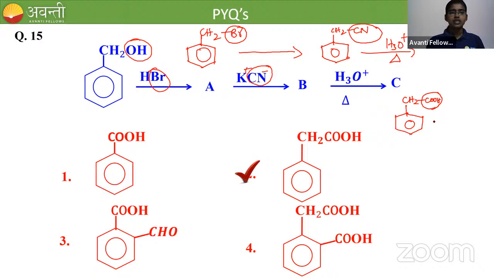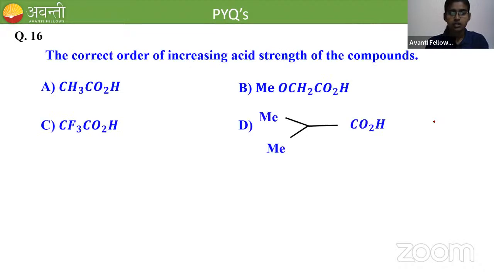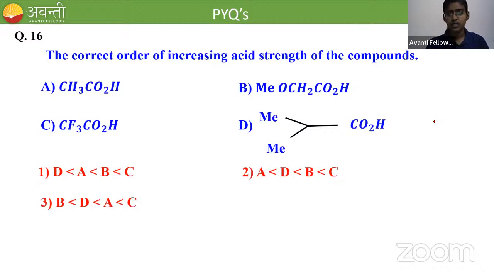So shall we move on to the next question? We'll do one more question for today's class. So the correct order of increasing acidic strength of the compounds. This is the last question for today. Four different compounds are given to you and you have to find out the increasing order of acidic strength. So try to find out the answer.